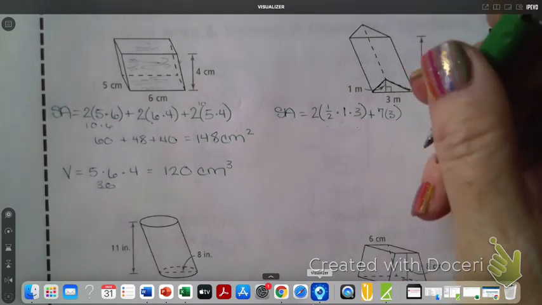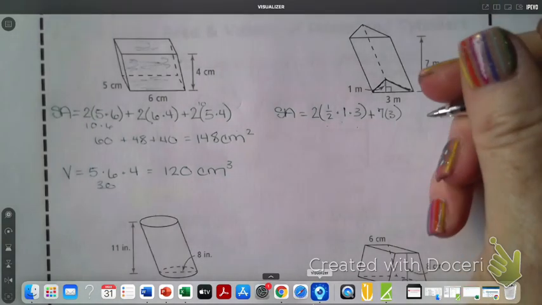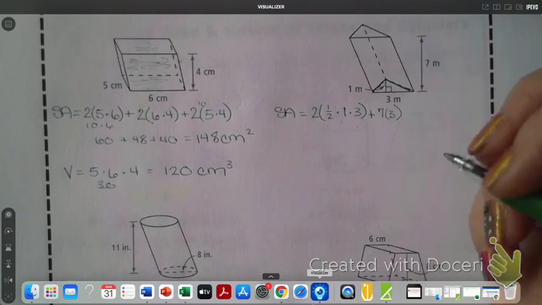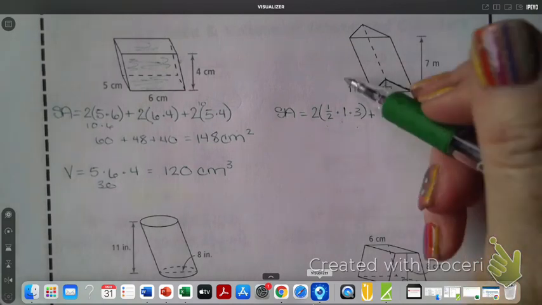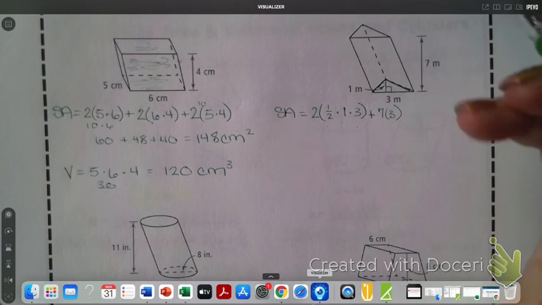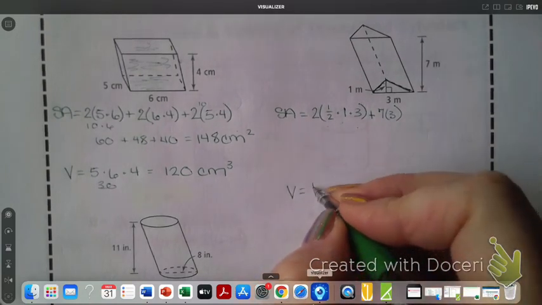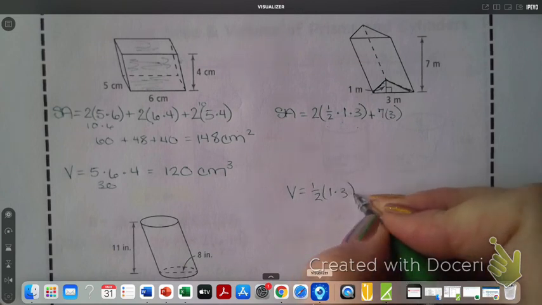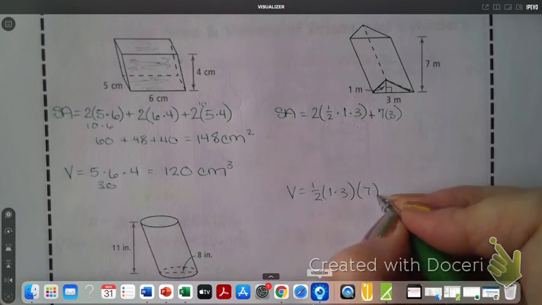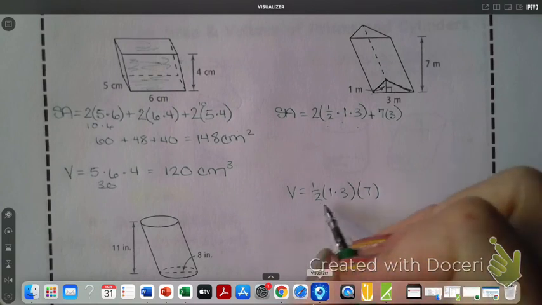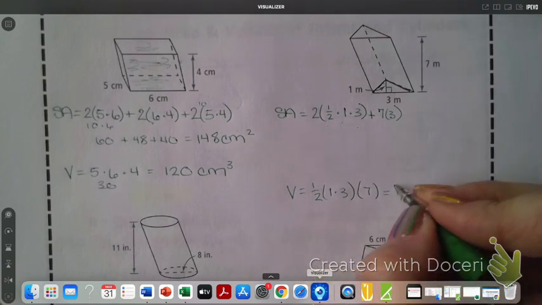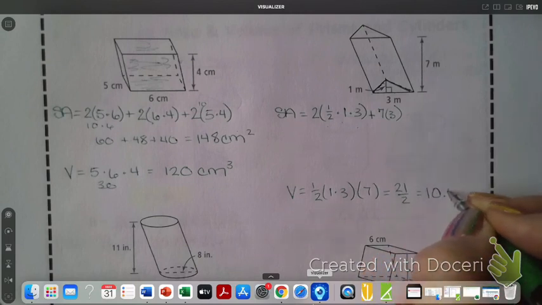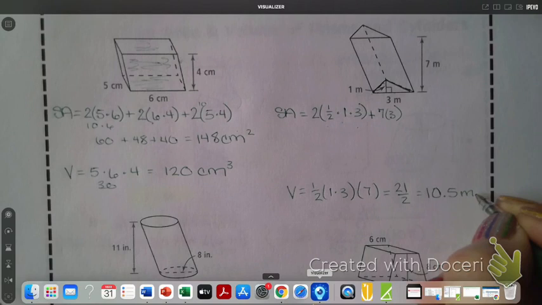This is not a good volume picture, because this picture was used for the volume, not for the surface area. Does that make sense? Because do I have enough information to find volume right now? So volume would be 1/2, 1 times 3 times what? 7. So let's do the volume real quick. Well, that'd be 21 over 2, which would be 10.5, correct? Meters cubed.